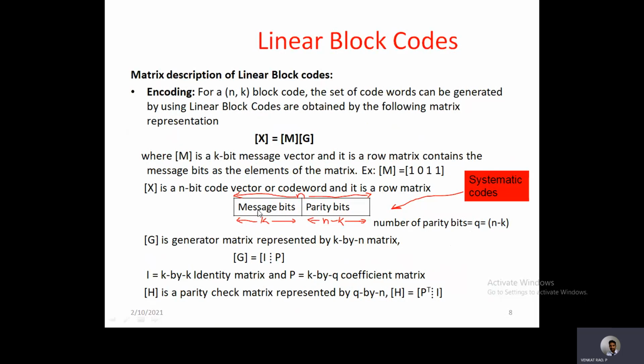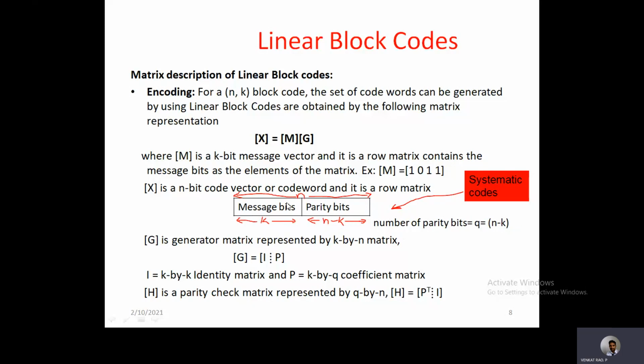In that code word, it contains totally n number of code bits. In that n, the k bits are nothing but message bits. After k message bits, there will be n minus k parity bits. As you already know, the number of parity bits will be calculated as n minus k.